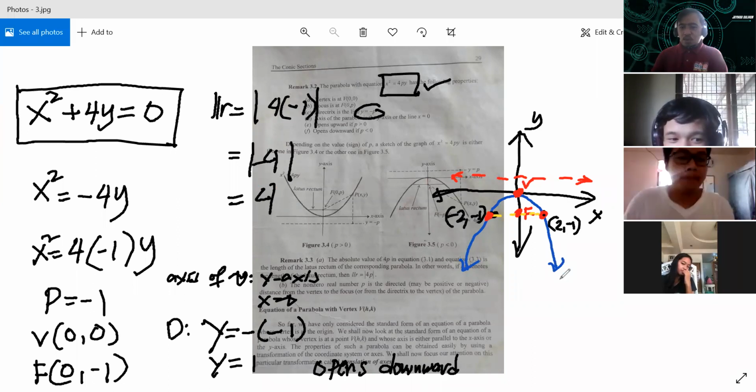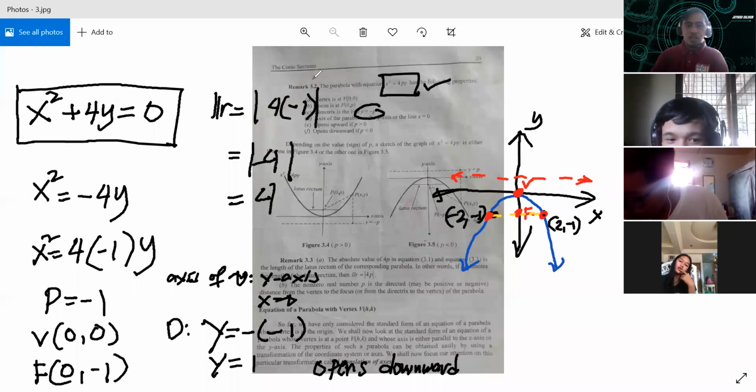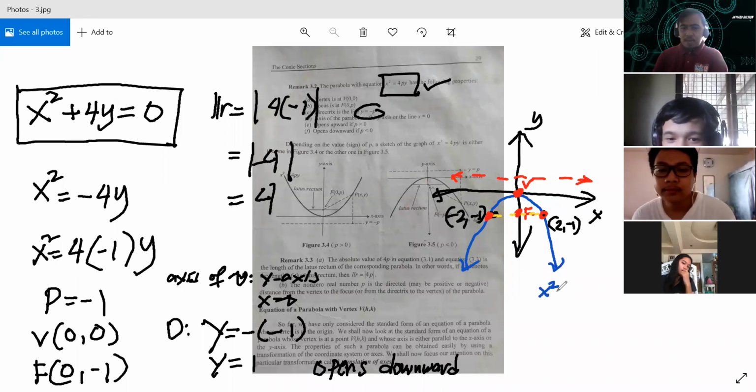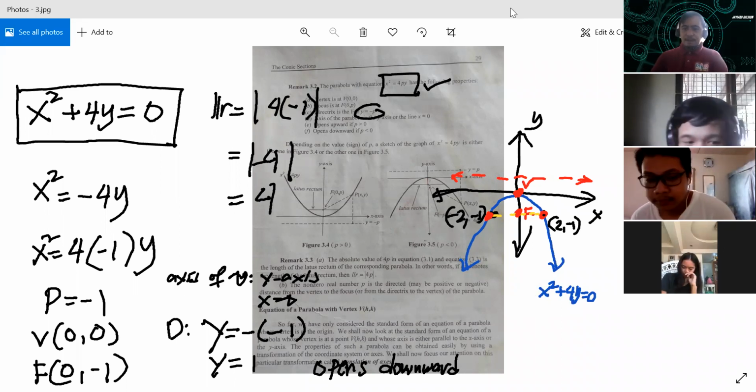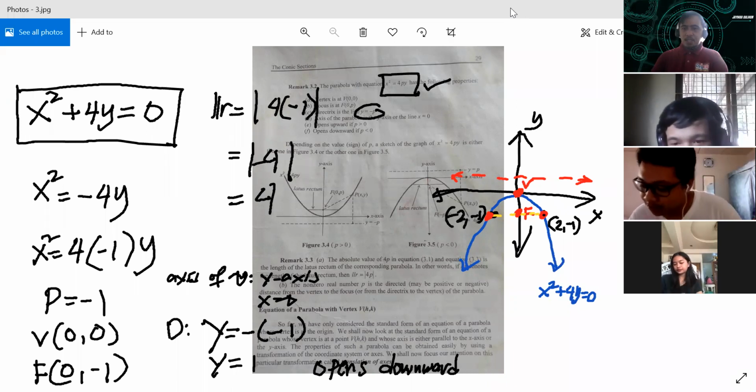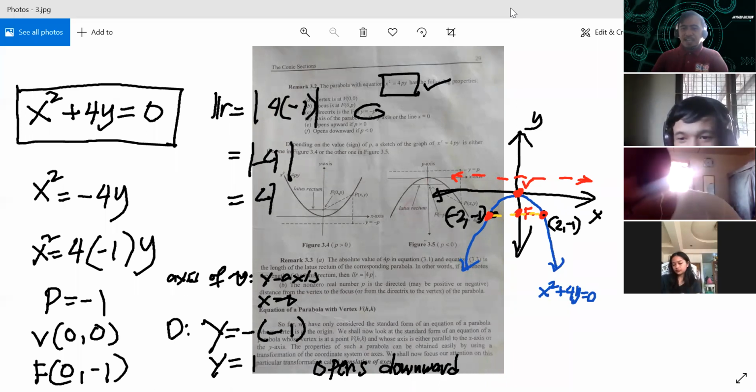The equation, this blue, in blue, that is the graph of this equation. Let me write it. In blue, that is the graph of x squared plus 4y equal to 0. Clear? Any questions? No questions?